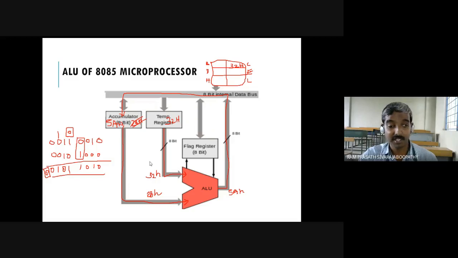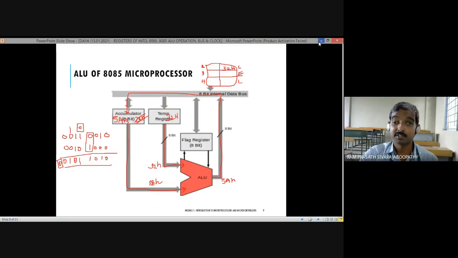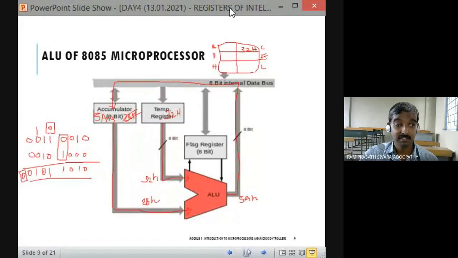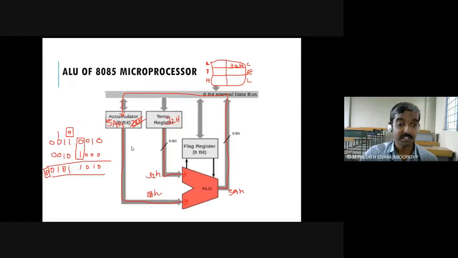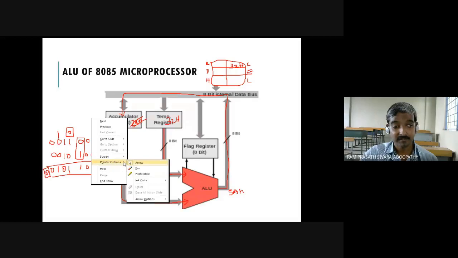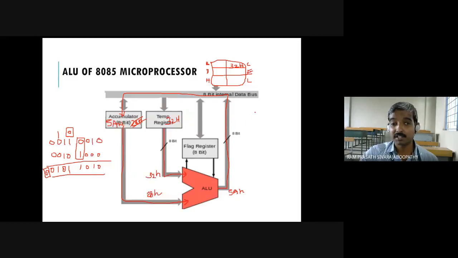Kindly type it in the chat. What about the sign? Whether the result is negative or positive? Yes, very good. Positive. Correct? So sign flag la enna irukanum? What must be the content present in sign flag? Do you remember the word format? Sign flag. Adutha enna sonnom?